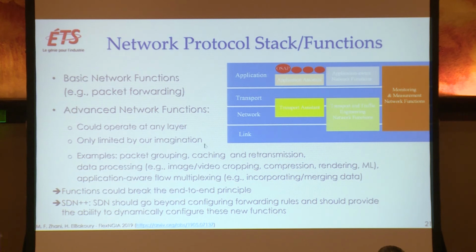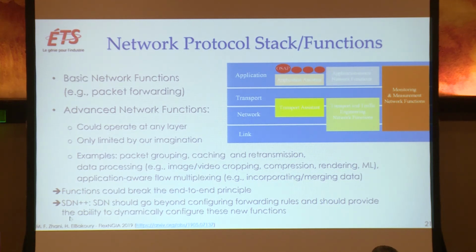We can imagine a lot of functions: packet grouping, caching, packet caching and retransmission, data processing at different levels, even at the application level, application-aware multiplexing, and so on. Of course, here the functions will probably break the end-to-end principle. I was talking about packet caching and retransmission. Basically we are breaking the end-to-end principle of TCP. So there is no TCP anymore.